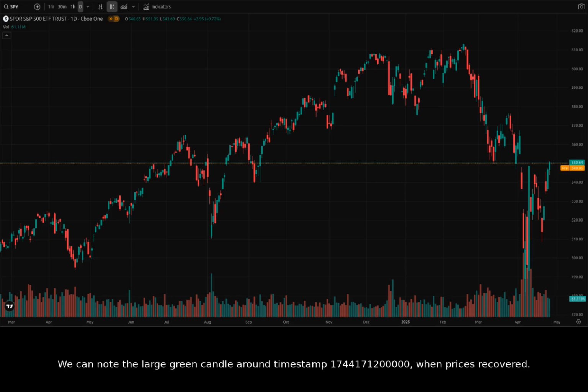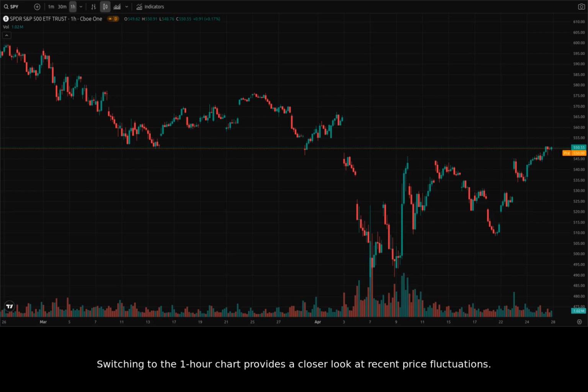We can note the large green candle around timestamp 1744171200000 when prices recovered. Switching to the 1-hour chart provides a closer look at recent price fluctuations. We can see this period of high volatility in early April. For example, check out timestamp 1744128000000. A potential resistance level appears to be forming around 551.